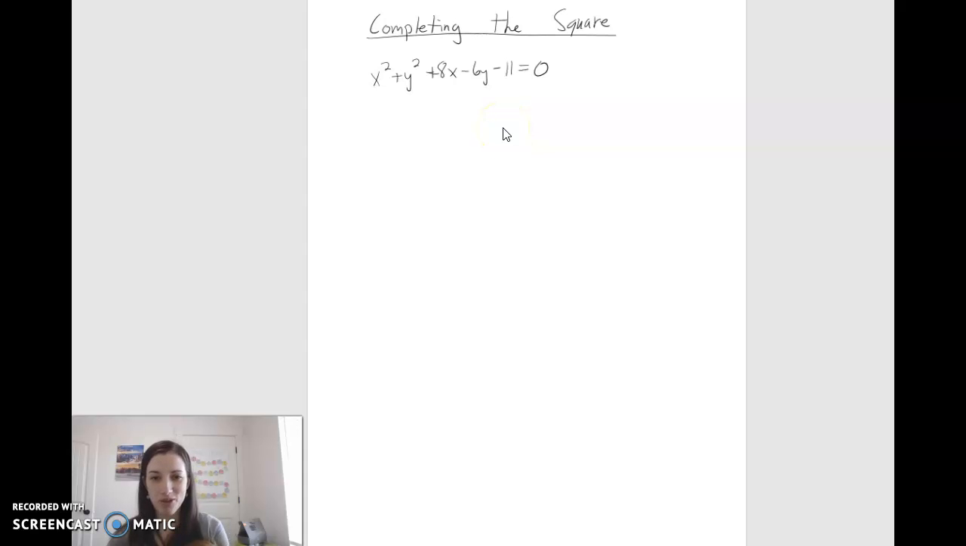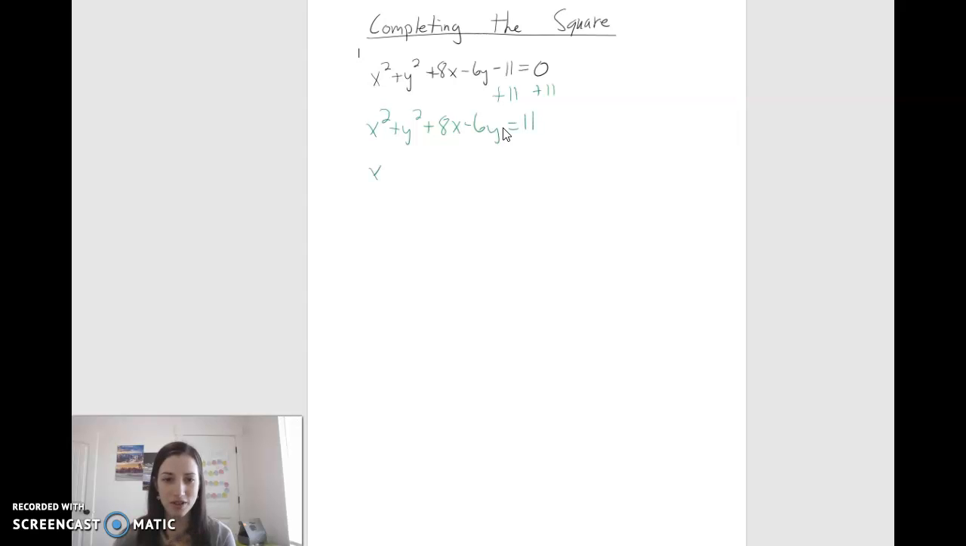In this video, I'm going to go through an example of completing the square so you can figure out the equation of a circle written in standard form. First off, I'm going to add 11 to both sides. So then I get x squared plus y squared plus 8x minus 6y equals 11.